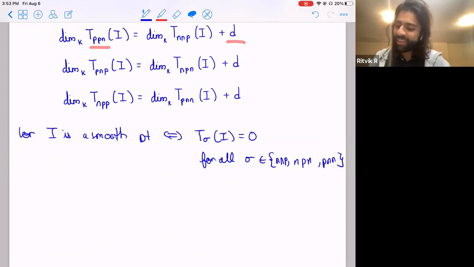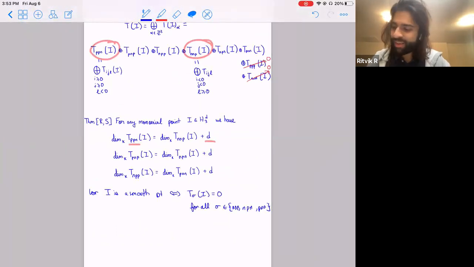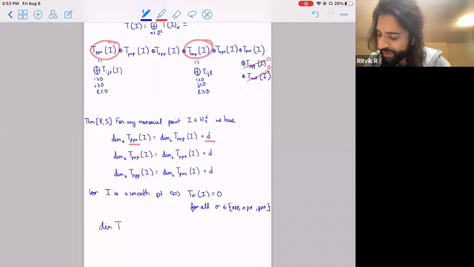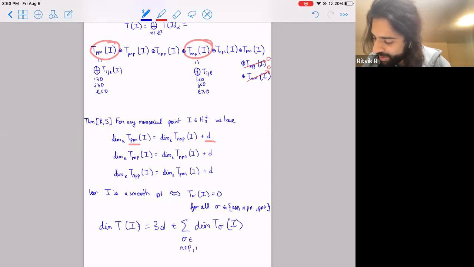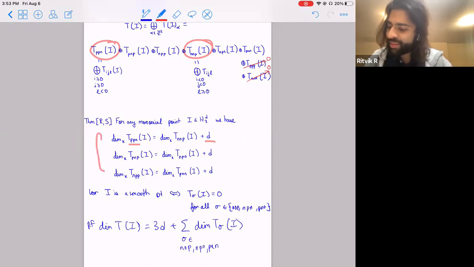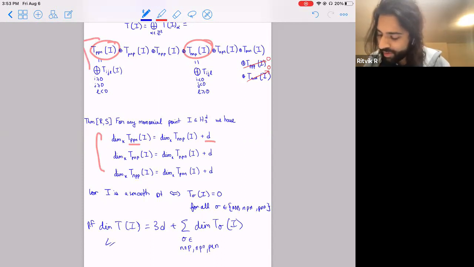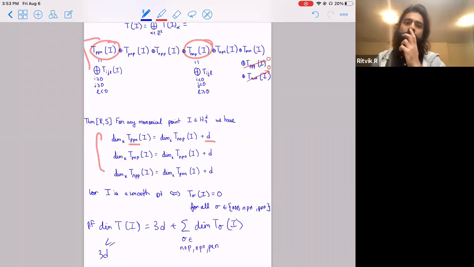Okay, so why? Well, the tangent space decomposes into six subspaces. And so the dimension of T_I is 3D plus the sum of the dimensions of T_sigma_I, where sigma has two negatives, I guess NNP, NPN, PNN. So this is using these dualities plus this decomposition here. And I told you that this lies on the smoothable component, so its dimension is at least 3D. So you cannot have any tangent vector that goes negative in two directions.